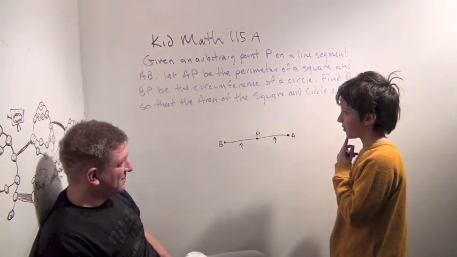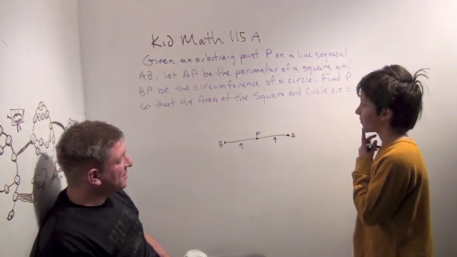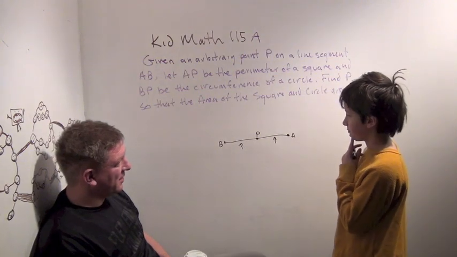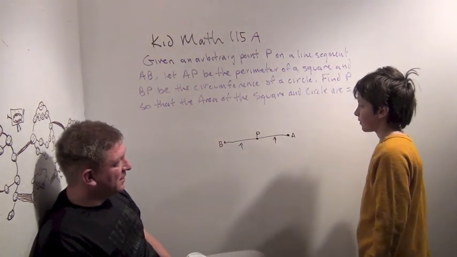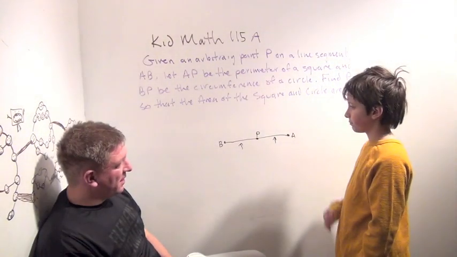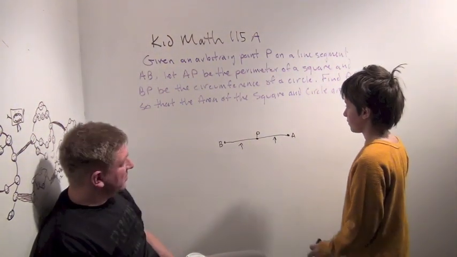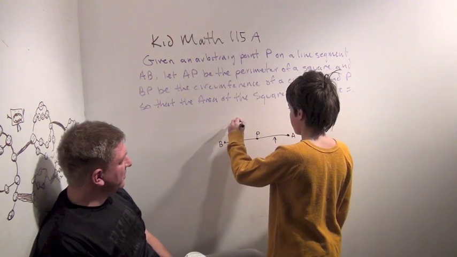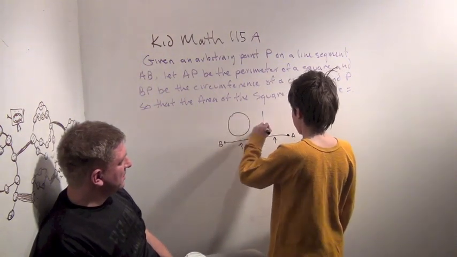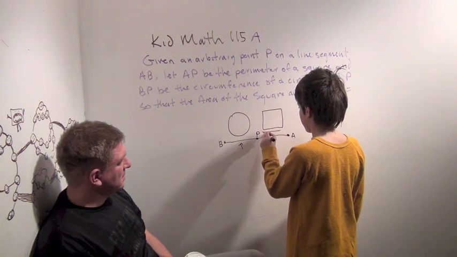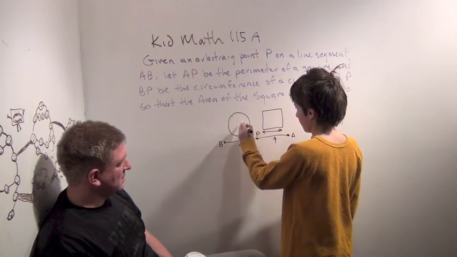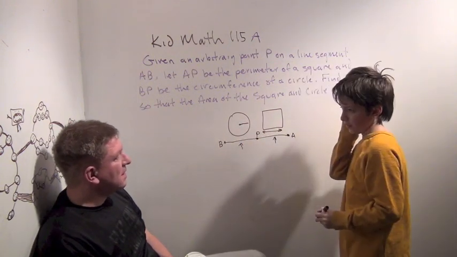This might be a little hard. Oh yeah, this is a tricky problem. That's why we're going to spend a lot of time talking about it. But you got the picture exactly right. So that's a great start. What's the next thing you want to do? Well, if we could find the side length and the radius of the circle, that would be helpful.